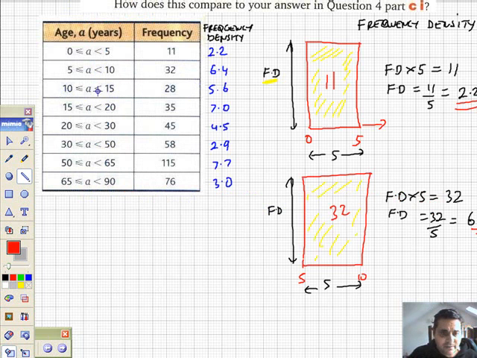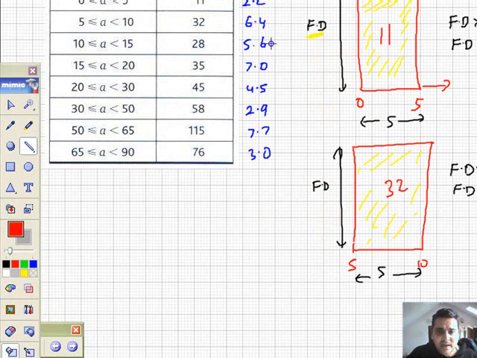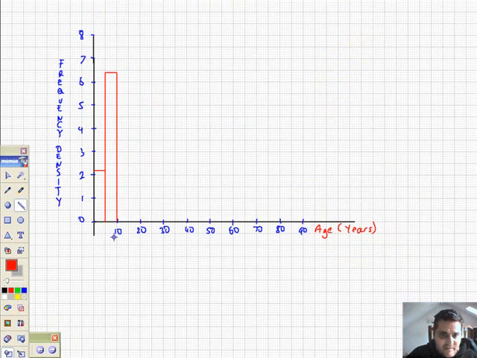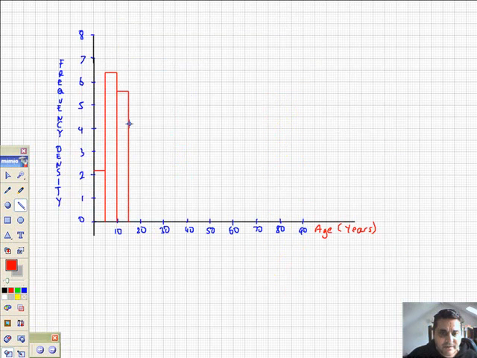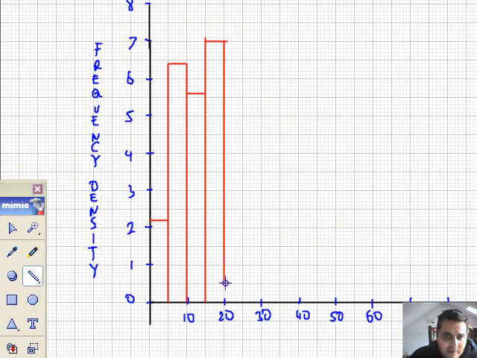Next one, 10 to 15, and height or frequency density 5.6. So 10 to 15, 5.6. 5.6 is here, there, and drop it back down to there. That's lovely. Next one's going to be 15 to 20 with a height of 7. So 15 to 20, height of 7. It's quite easy to do. Join it like that. I've overshot it a little bit there on the cross, but never mind.